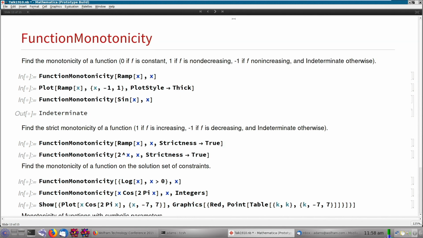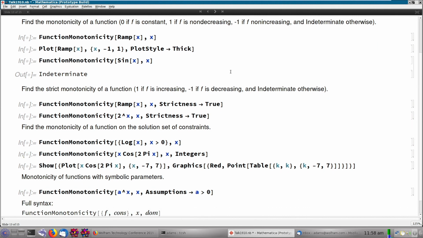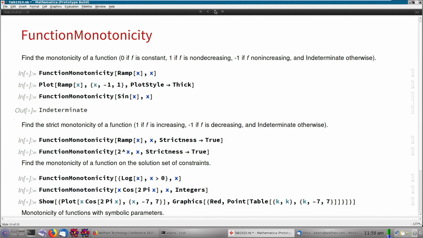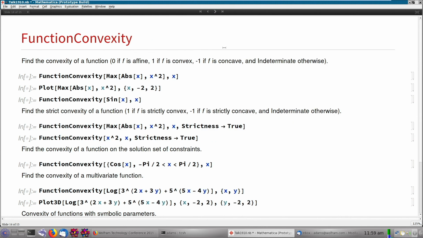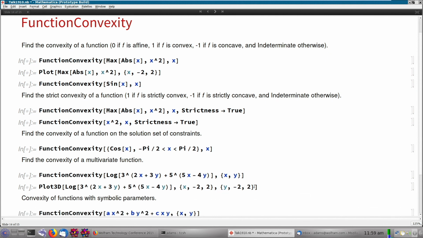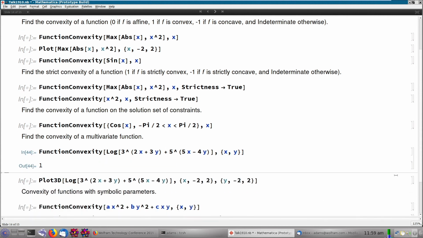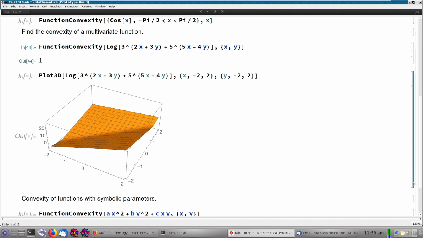And similar to function sign, we have function monotonicity. This one is only for univariate functions, so it's slightly different syntax than the function sign. So function sign can work for multivariate functions. For univariate, again, it can be strict monotonicity, weak monotonicity, and convexity. Convexity can be for a multivariate function. So, for instance, here is the convexity of a multivariate function. And that's what the function looks like.